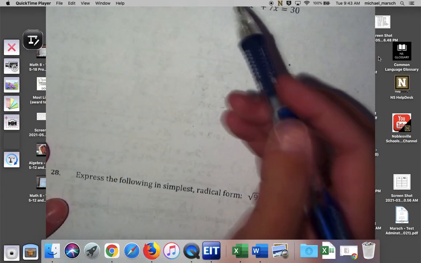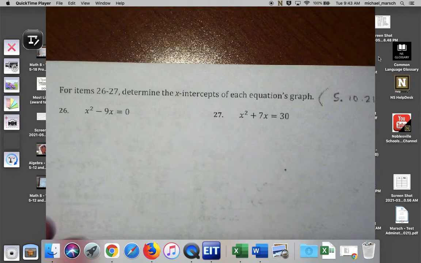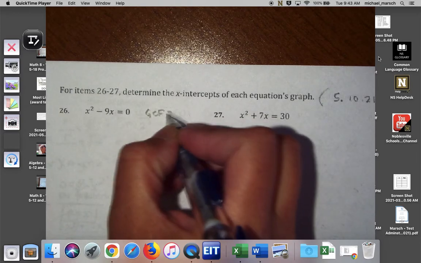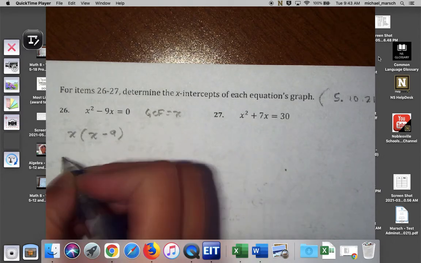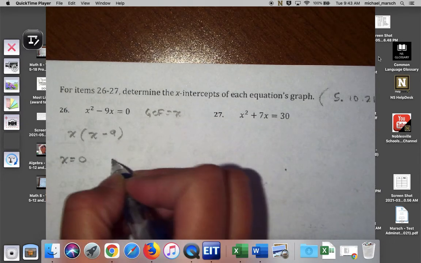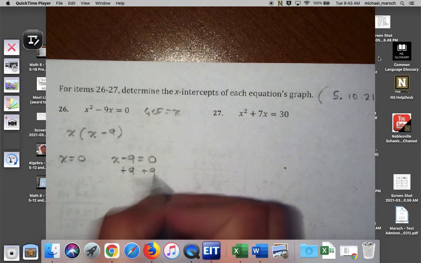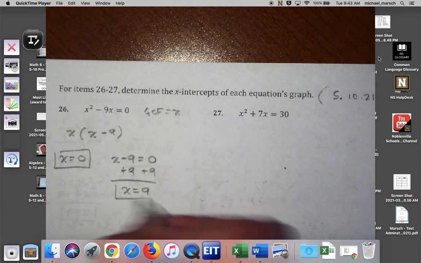All right, it says determine the x-intercepts. So same thing, we're finding those zeros of the equation's graph. So I'm going to take out the greatest common factor of x. So I've got x times x minus 9. x equals 0. x minus 9 equals 0. Add the 9 to both sides. x equals 9. So here are my two x-intercepts.